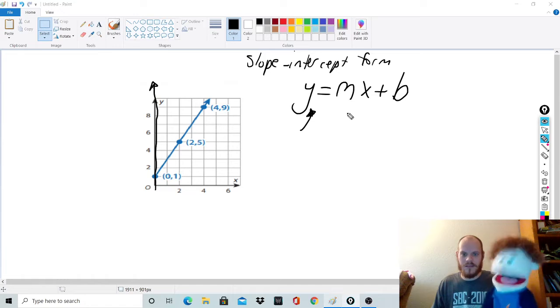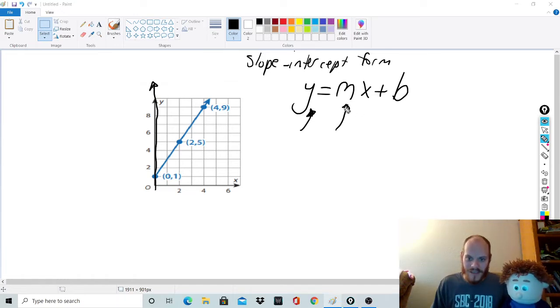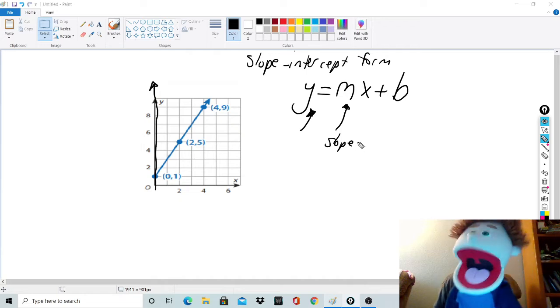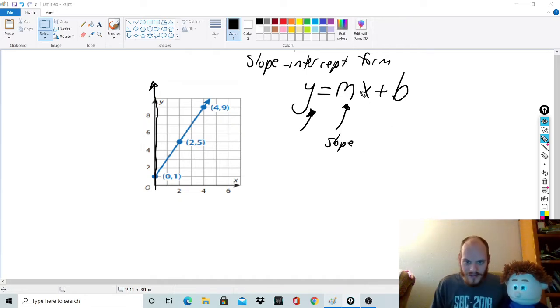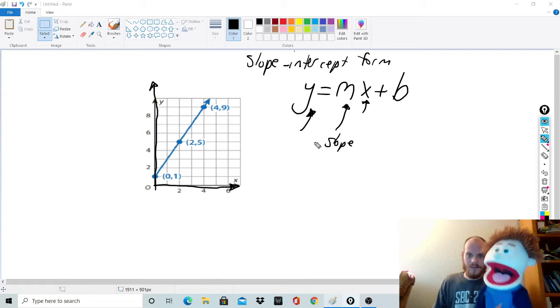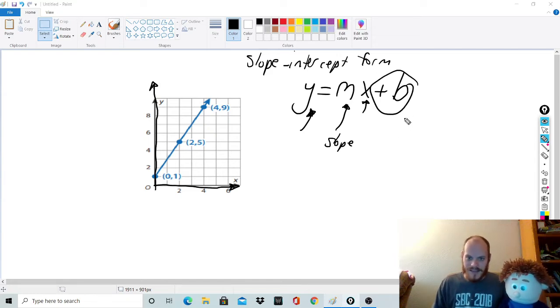Oh, okay, yeah, I get it. The m, this is big, stands for slope. Okay, your slope, got it. And notice these are next to each other. That's a multiplication thing. And this is your x, which is numbers in this direction. And then the b stands for your y-intercept.